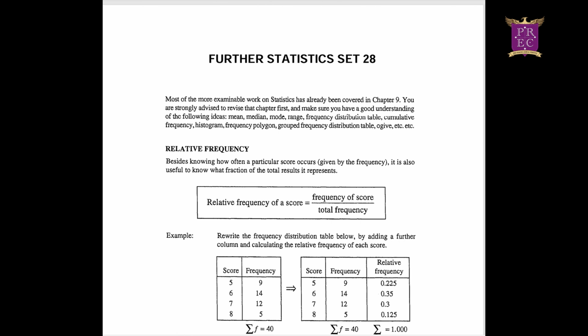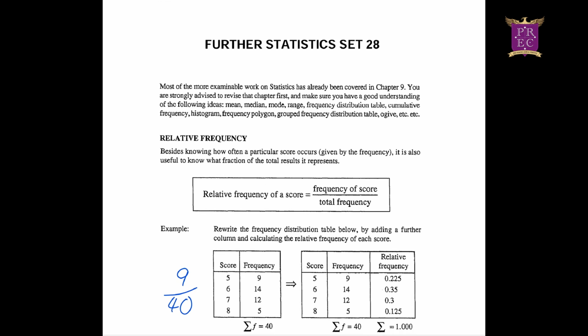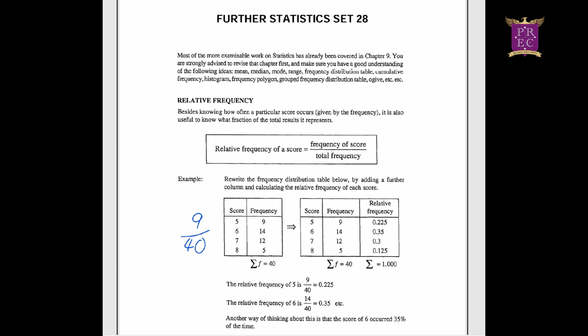What we need to do is add up the frequencies to get the total frequency. The total frequency will be 40, because here total F is equal to 40. 9 plus 14 plus 12 plus 5 gives us 40. And to find the relative frequency of score 5, we just do 9 over 40. Okay, and that's it. You can put this in the calculator if you want a decimal, but if not, we can just leave it as a fraction, 9 over 40. And that's it for relative frequency.